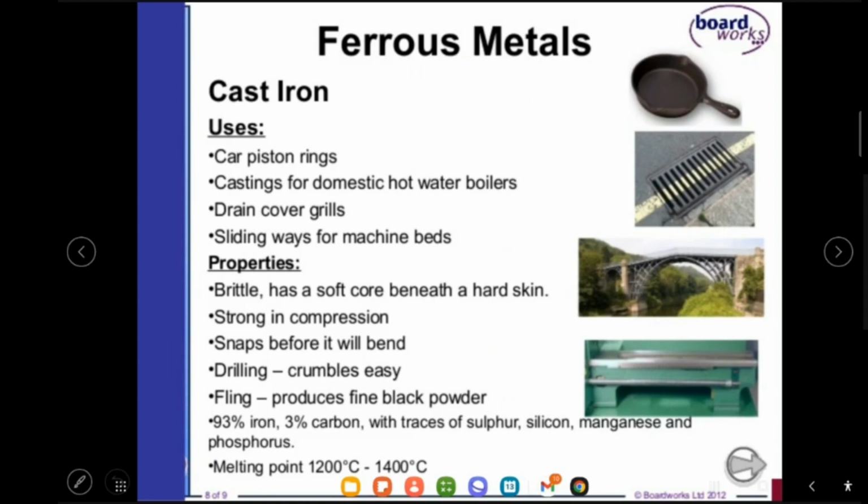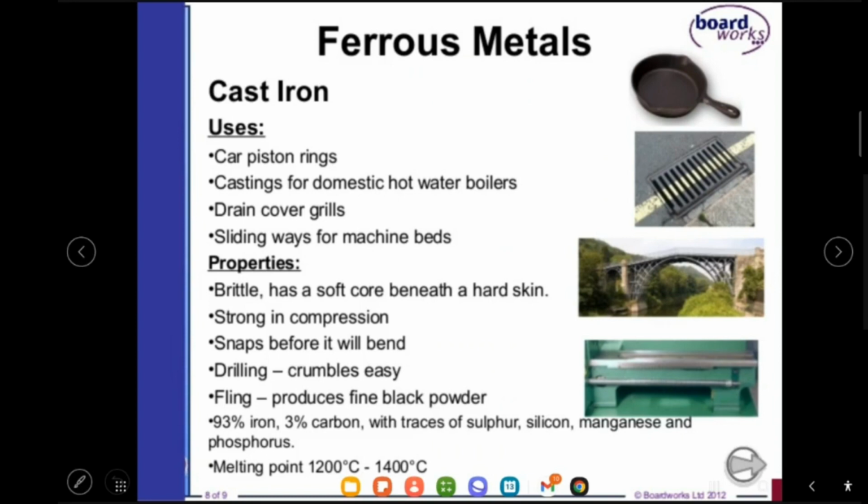The property of cast iron is that it is brittle. What is brittle? Brittle means a material which will fail in a sudden manner, and sometimes it is accompanied by what we call an explosive manner. On the other hand, cast iron is strong in compression. It snaps before it is bent because it is brittle and the ductility is low, and when drilled it crumbles.